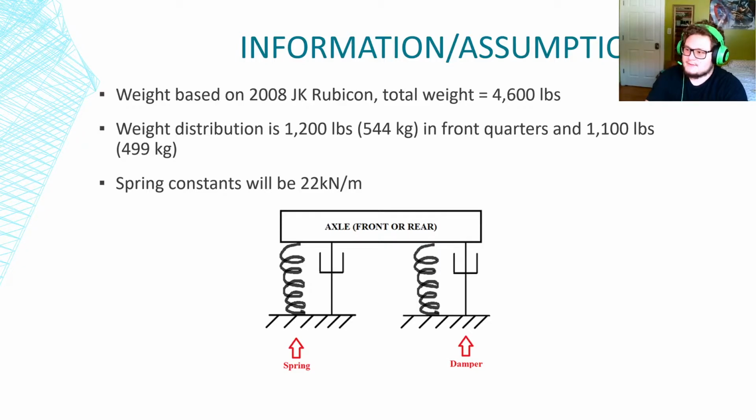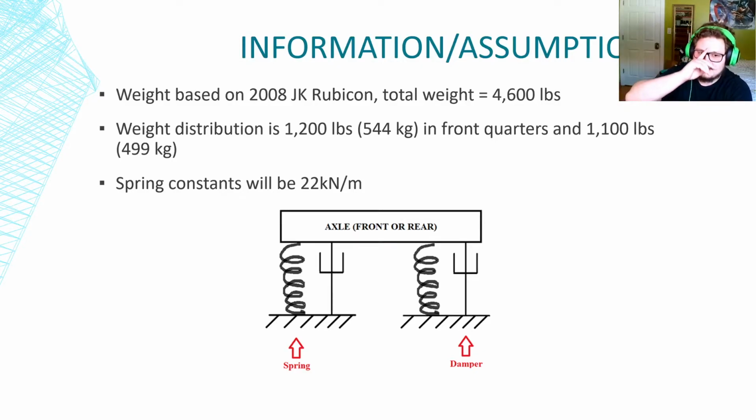The weight distribution of this vehicle is 1,200 pounds on each of the quarters in the front and 1,100 pounds on each of the quarters in the rear. That's 544 kilograms and 499 kilograms, respectively. We're going to assume the spring constants to be 22 kilonewtons per meter all across the board.